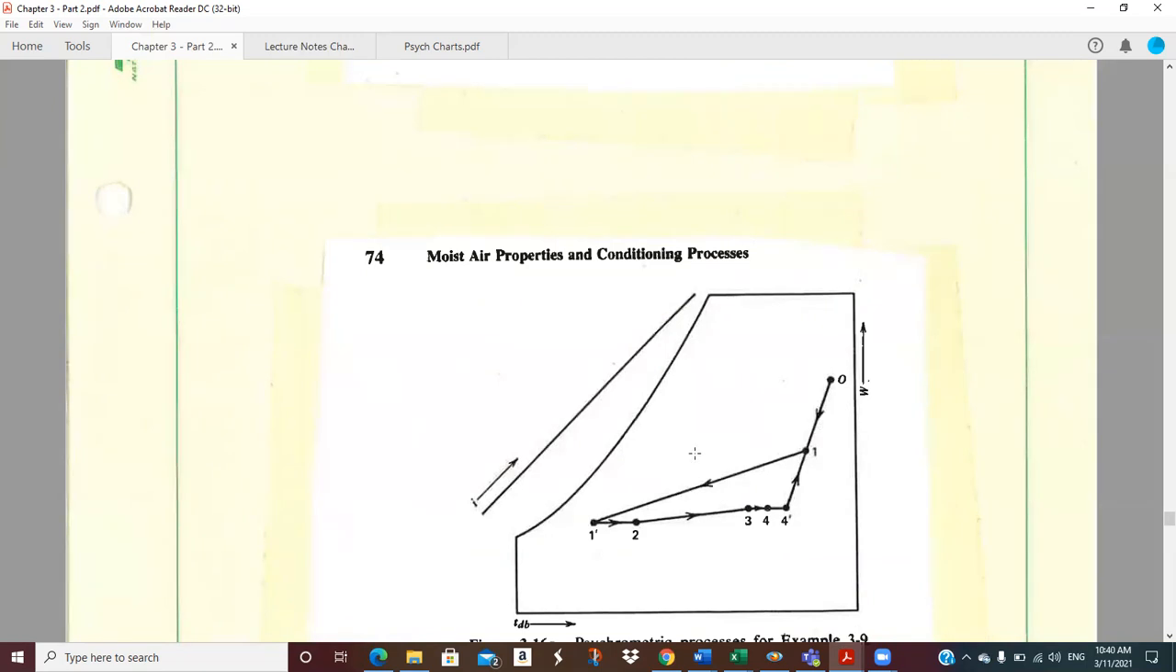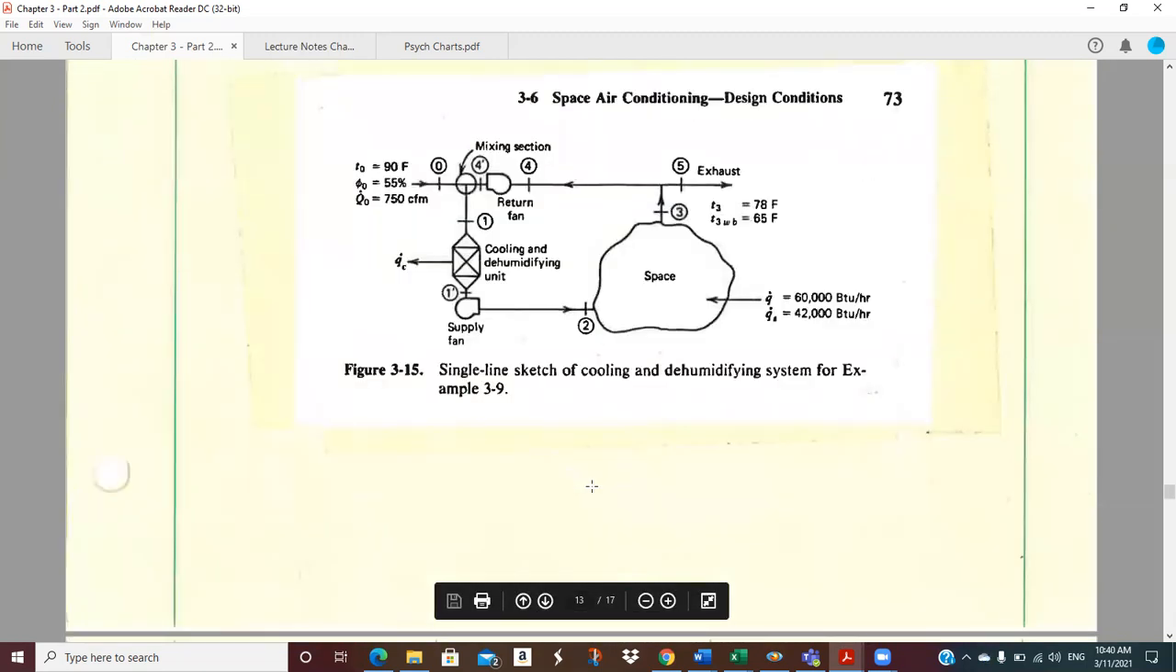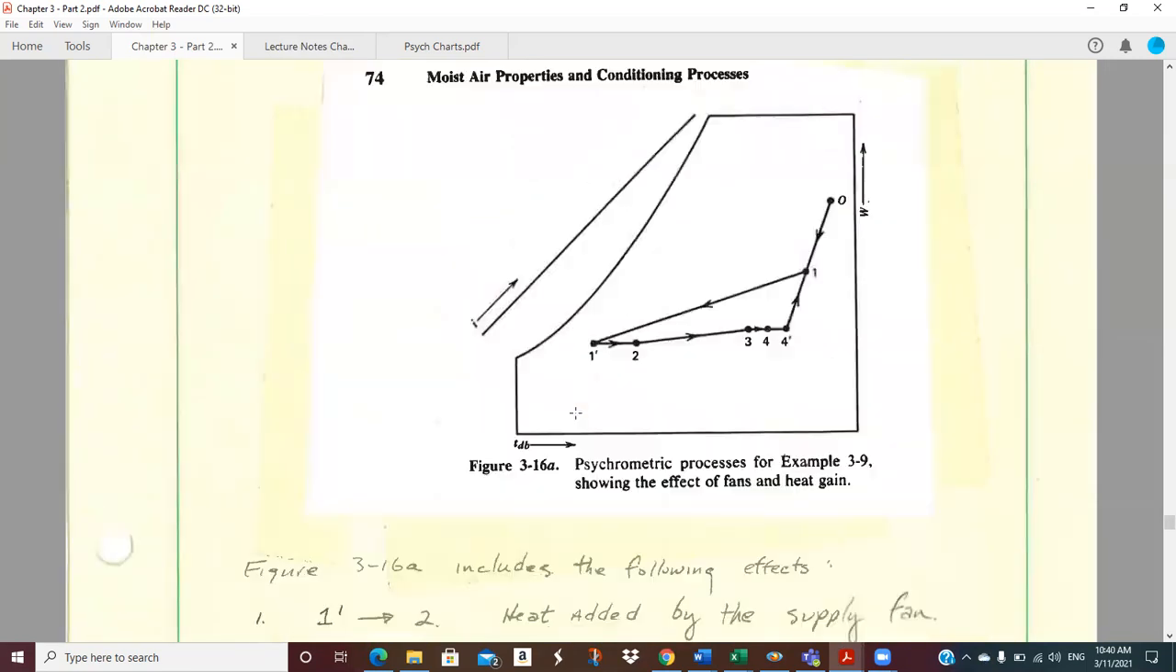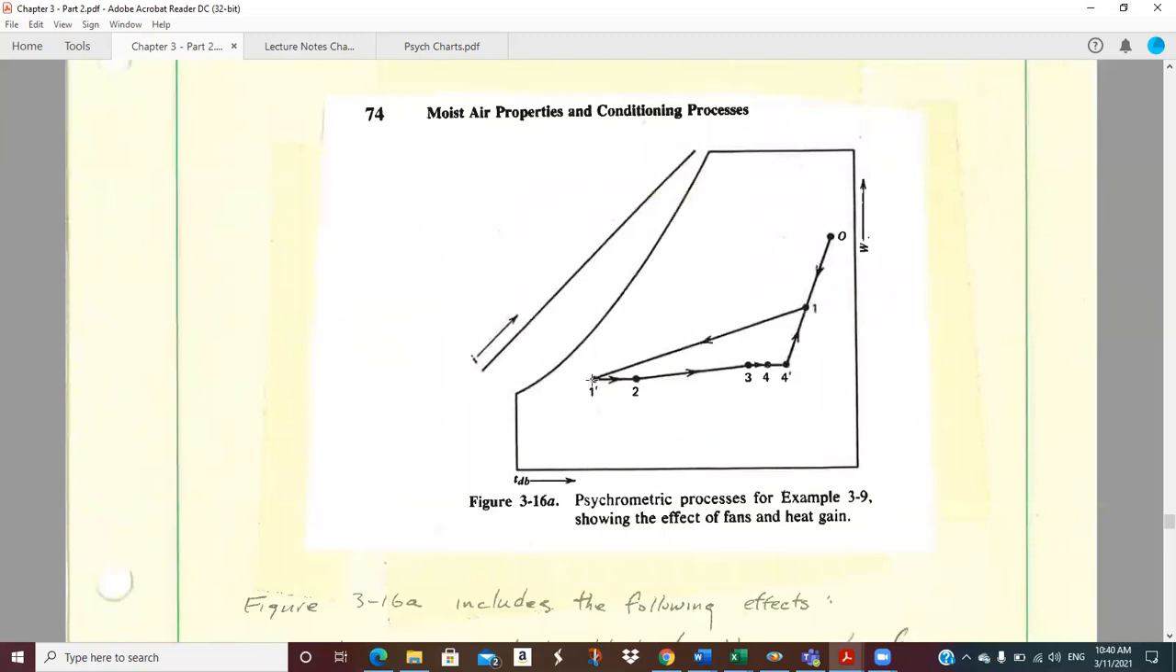And now let's go back, and we're coming out at 1 prime, because we know that we're going to go across a fan from 1 prime to 2, and that fan is going to heat it up a little bit. So we have to come out colder at 1 prime to then allow the fan to warm it up to the desired condition at 2. Okay, and that's what we're doing here.